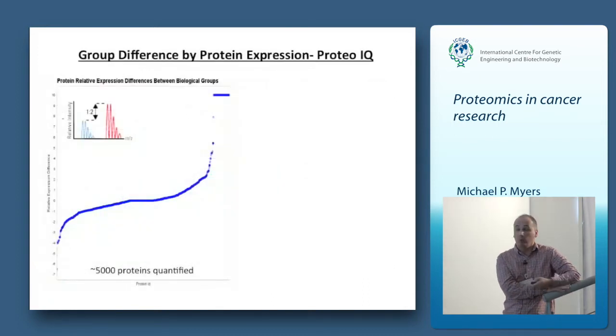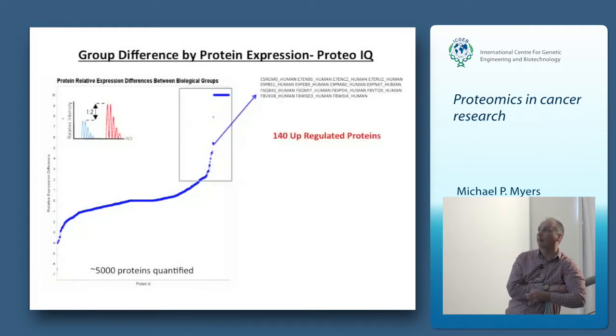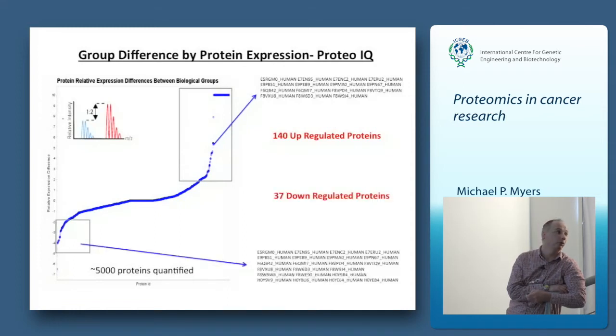Okay, so we turned the crank. We quantitated about 5,000 proteins in the sample. The distribution of the ratios between treated and untreated looks like this. We have about 140 of the 5,000 that are upregulated and maybe 37, 40 that are downregulated.